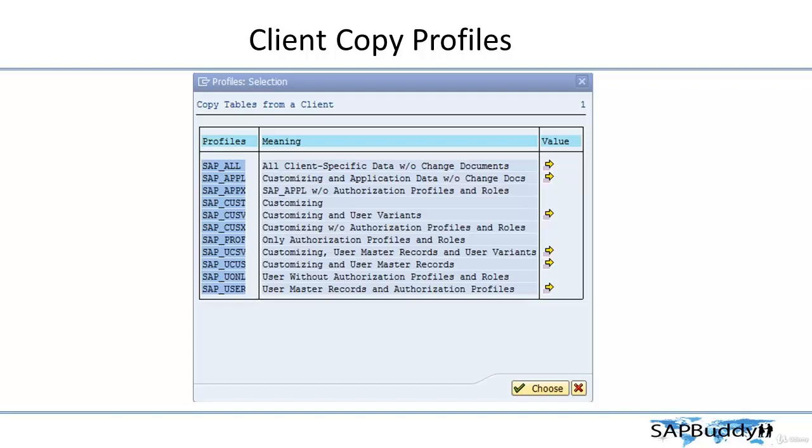So SAP delivers profiles which can be used during your client copy process. These are all the SAP-delivered profiles which we can use for our client copy, as well as client transport process. These profiles can be used based on the type of client copy which you are going to use. For example, as I said, the user master record. In fact, this user master record option was not there in 4.0. It was introduced in 4.5 or 4.6. So SAP keeps improving this based on experience, and it will keep creating new profiles whenever it is necessary.